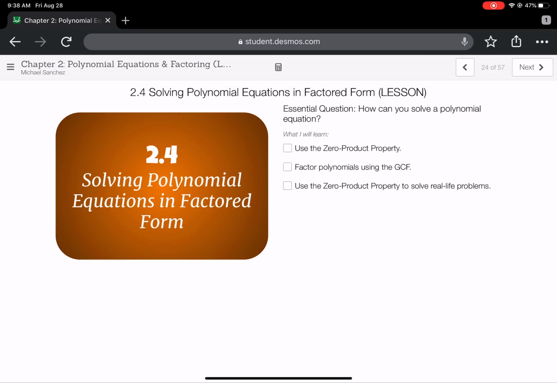Hello and welcome to Chapter 2, Lesson 4, Solving Polynomial Equations in Factored Form. Our essential question is, how can you solve a polynomial equation? So what we're going to learn is how to use the zero product property, how to factor polynomials using the greatest common factor, and how to use the zero product property to solve real-life problems.